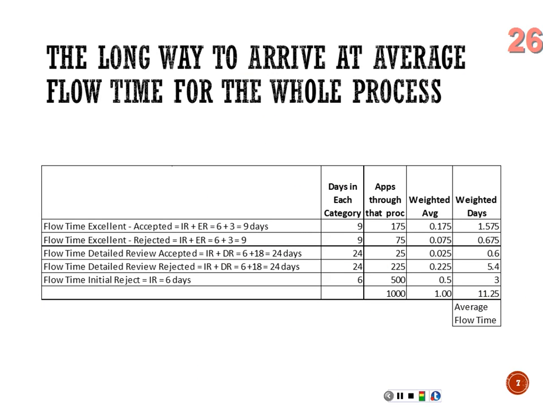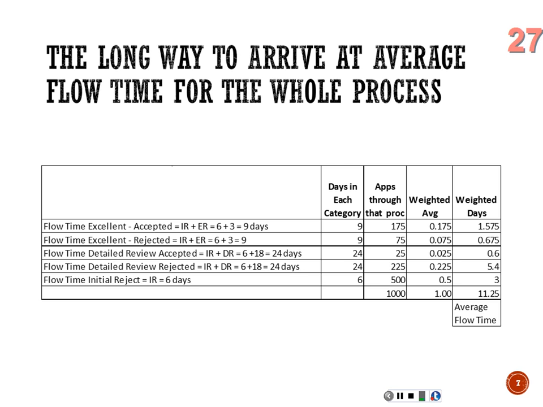All right, so let's look at doing it the long way. For flow time excellent accepted, they go through the initial review and the excellent review. So that's 6 days for the initial review and 3 days for the excellent review, for a total of 9 days. We're just doing that on each of these steps. Flow time excellent rejected is still 6 days in the initial review and 3 days in the excellent review for a total of 9 days. Flow time for the detailed review accepted: initial review is 6 days, and the detailed review is 18, so it's 24 days. Flow time detailed review rejected, again, 6 days plus 18 is 24.